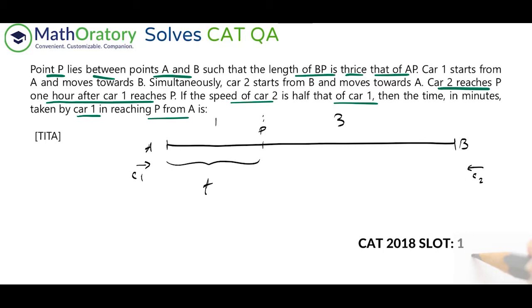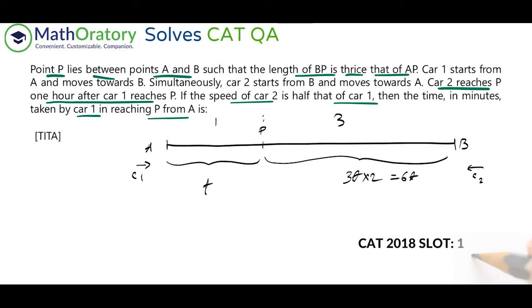Suppose the speeds of car one and car two had been equal. If that was the case, then car two would have traveled this distance in 3t time because the distance is 3 times. If the speed is the same, it will take 3 times the time, right? But since the speed is half, it will take double of this time, right? So effectively, it will take 6t to travel this distance.